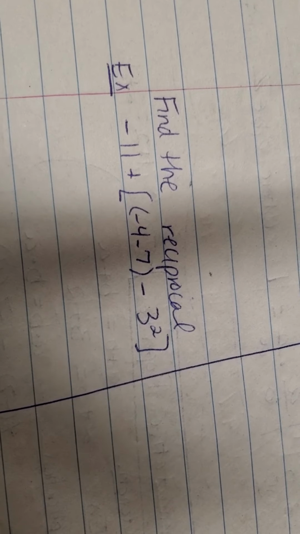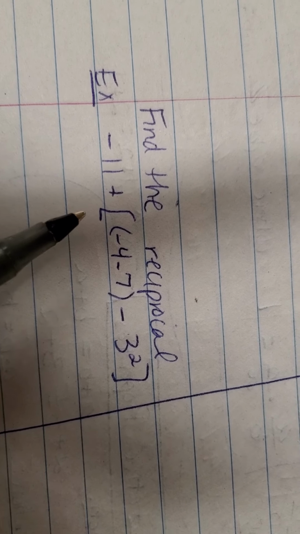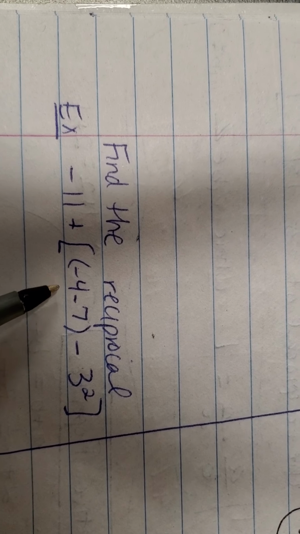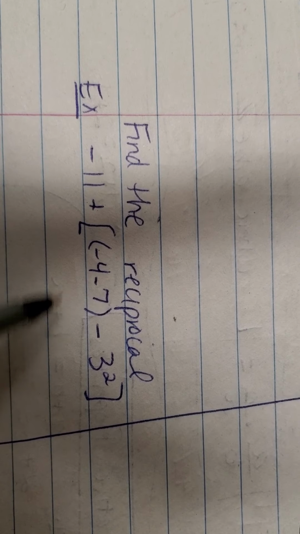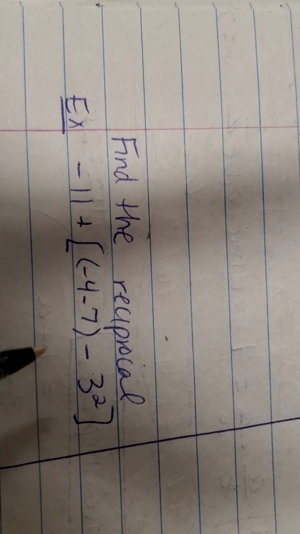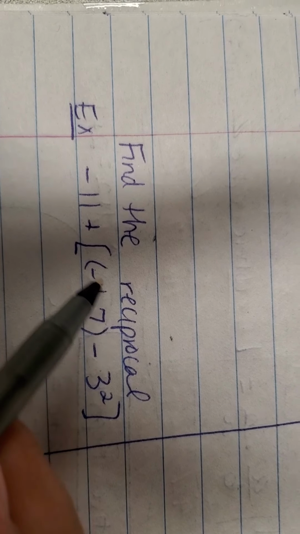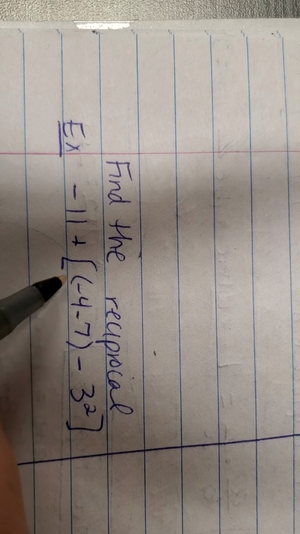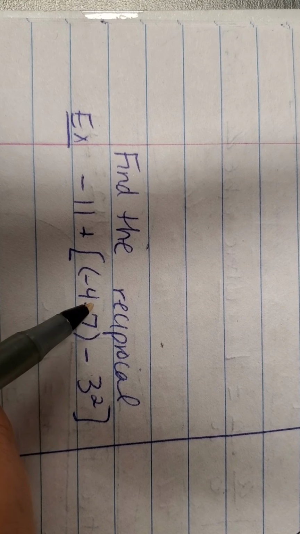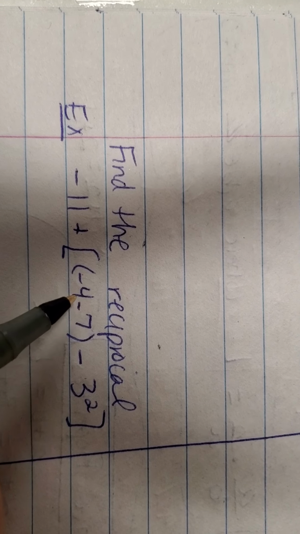This one is to find the reciprocal, and you have this expression. So what you're going to do here first is you're going to simplify this, because this is just an expression, right? So we're going to use PEMDAS, and we're going to figure out what this equals, and then we'll find the reciprocal. So we have parentheses first, right? So the parentheses I see here on the inside do have more than one number. So let's deal with that first.